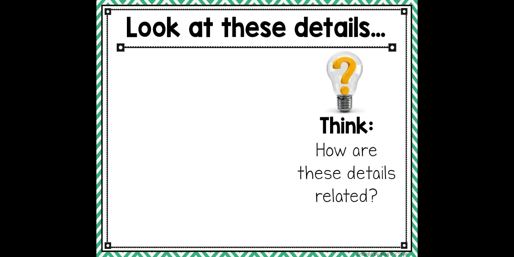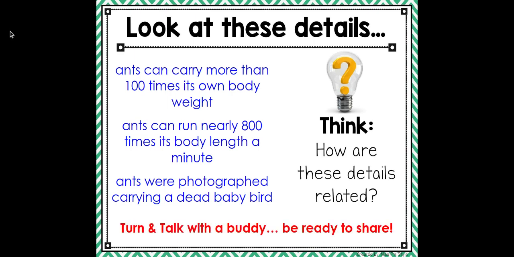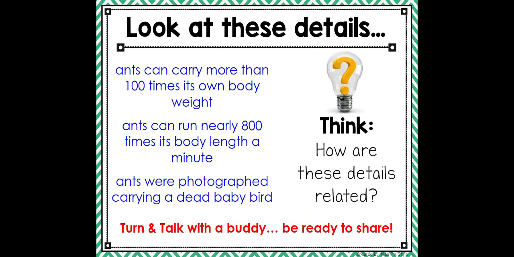Let's practice again. Take a look at these details and think to yourself, how are these details related? Ants can carry more than 100 times their own body weight. Ants can run nearly 800 times their body length a minute. Ants have been photographed carrying a dead baby bird. Gross. So I want you to think to yourself, how are these details related? What do you think they're trying to tell you about ants?